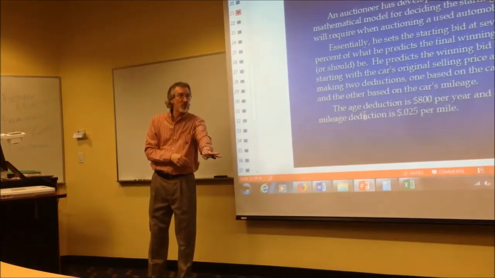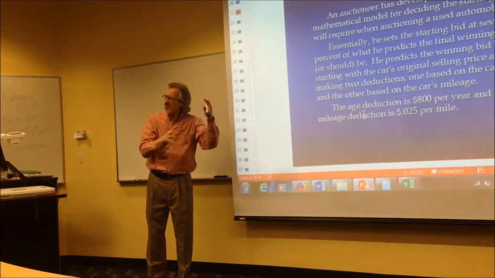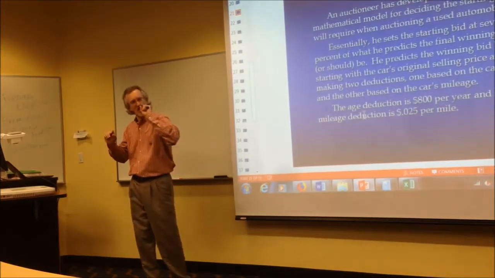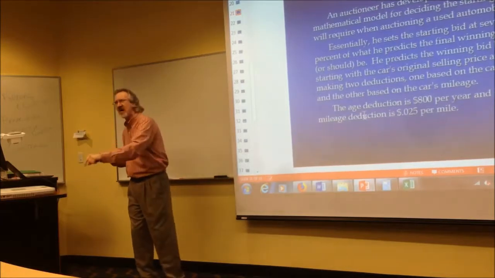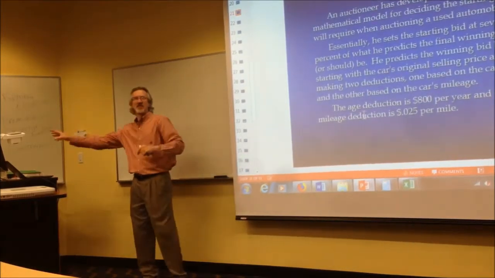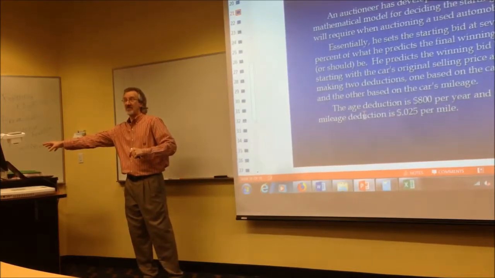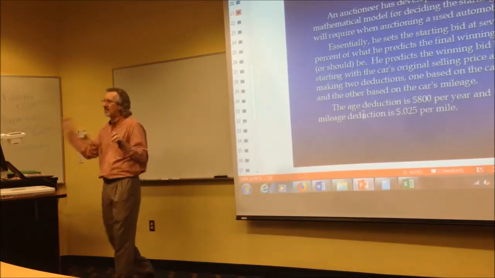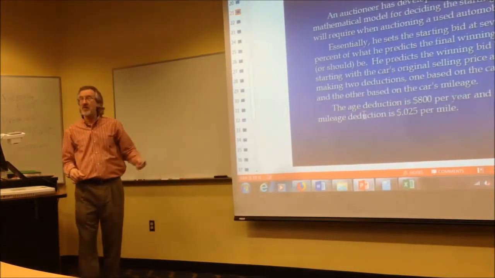So we analyze past starting bids and what they ended up selling for, and what the car's original price was that came up for auction, looking at how many miles it had on it, how many years old it was, and find the average of all that stuff, and you should be able to put together a formula that will say if the car is this old, if the car has this many miles, if the car was originally this price, here's what the starting bid would be. And that's what this person wants to do. I want to come up with a formula to get there fast. So let's read and see how we did it.